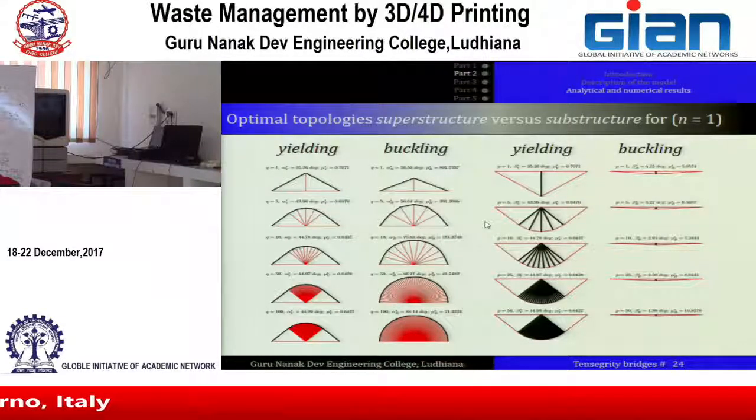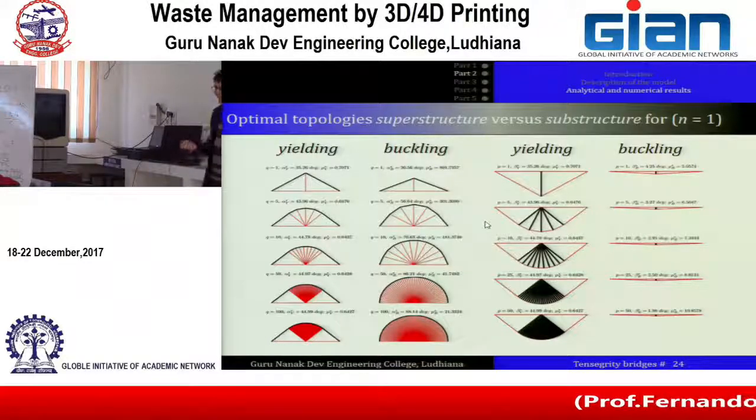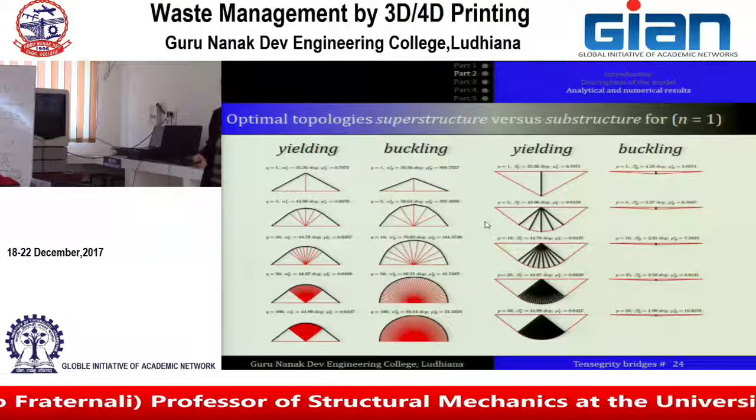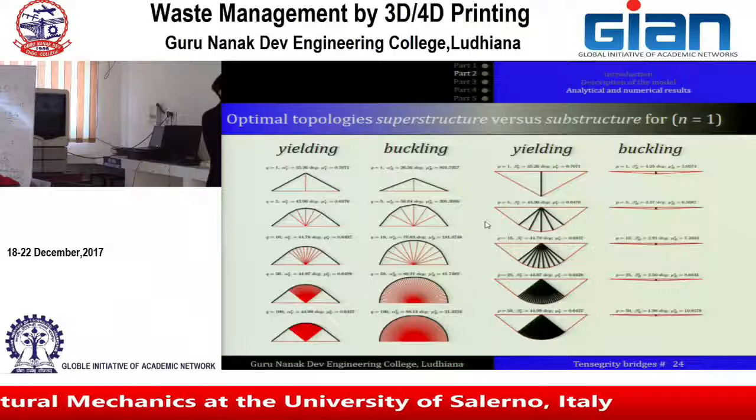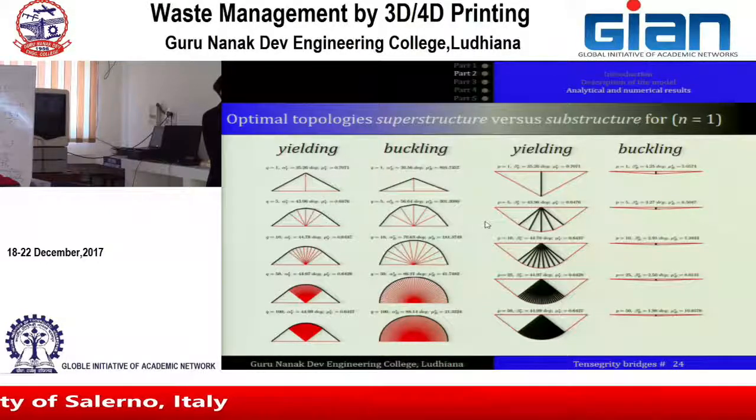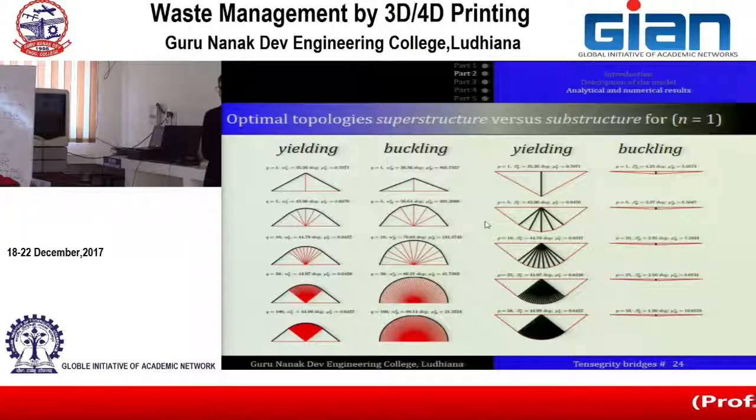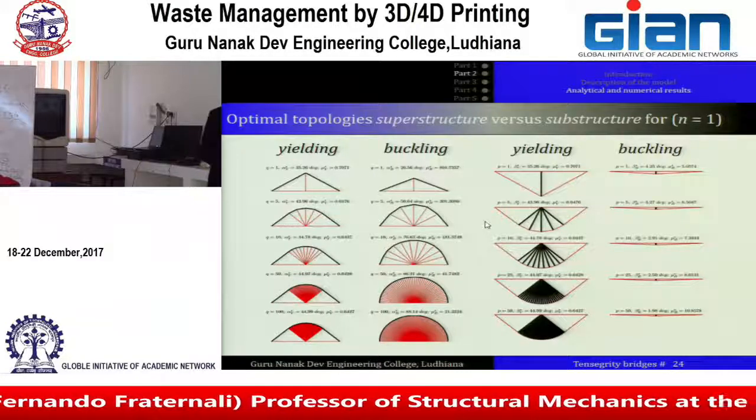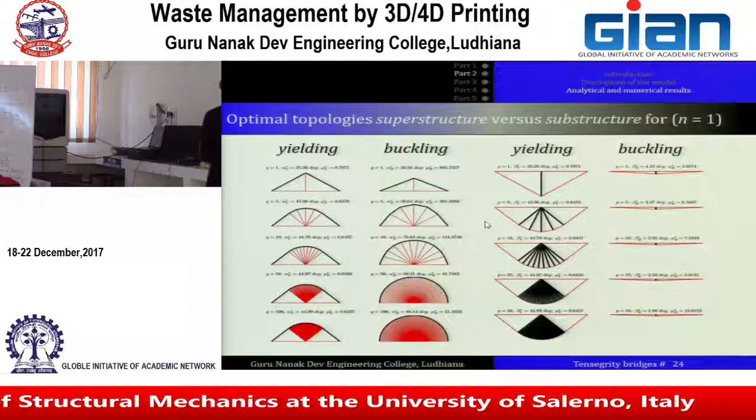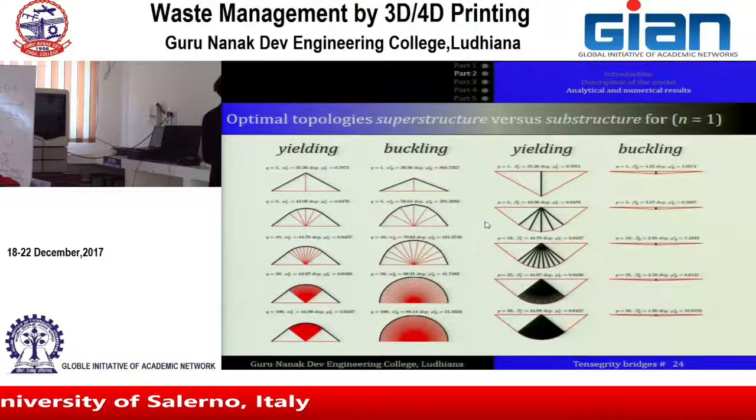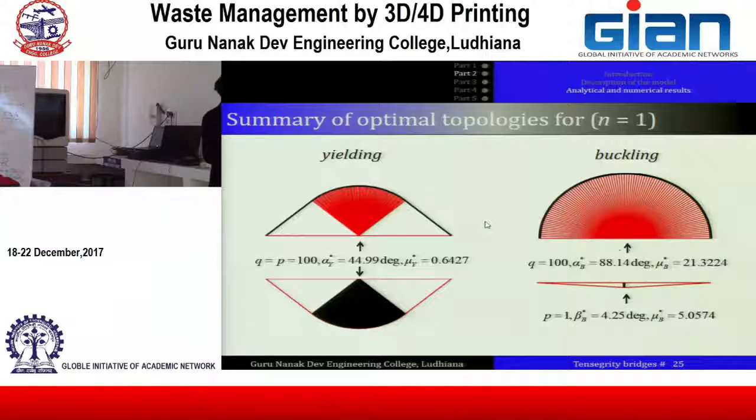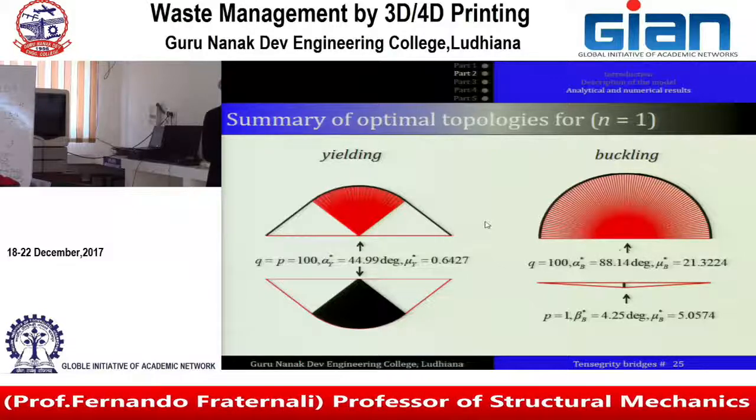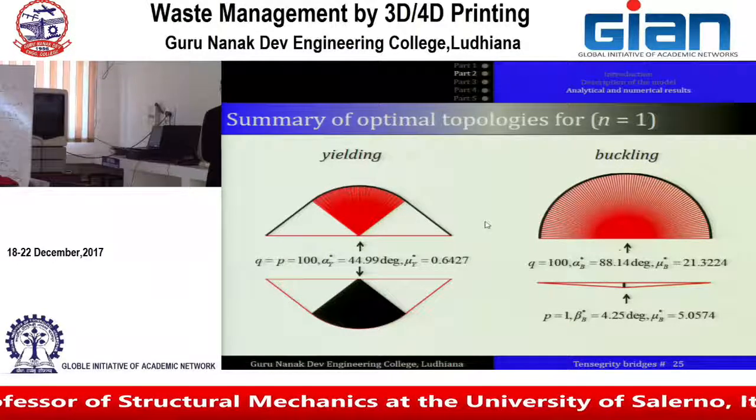So instead of making this, which is nice in the end, the shape is nice, we can do something much more convenient with much less mass with this simple geometry. We put compressive members, cables, and we get much lower mass. If you have yielding, this is the minimum mass. If you have buckling, this is the best superstructure, this is the best substructure. And you see the difference is quite significant.